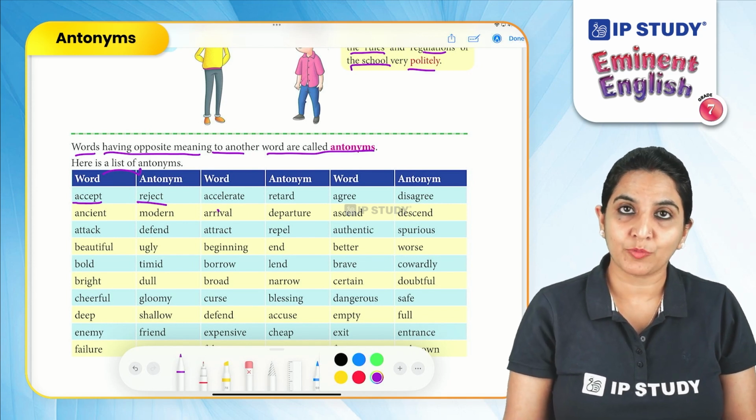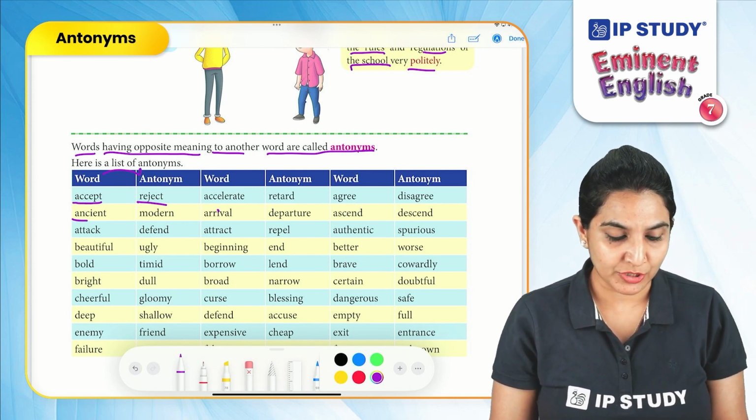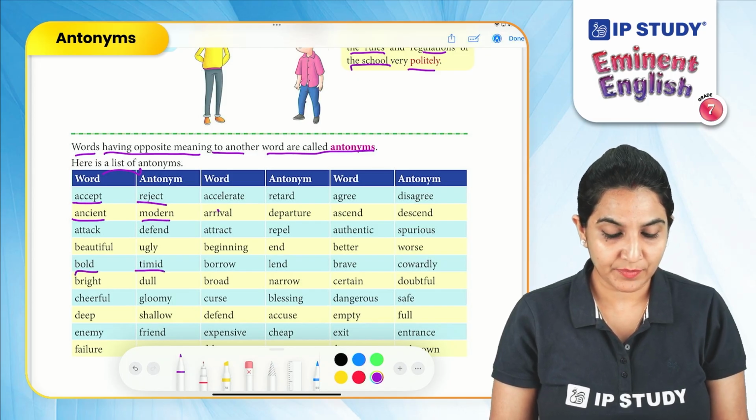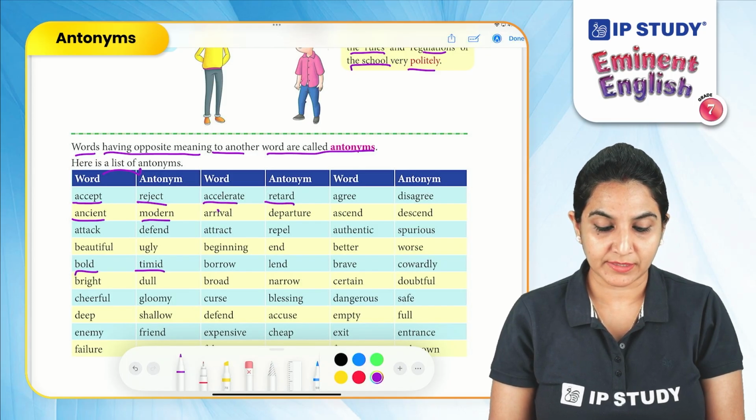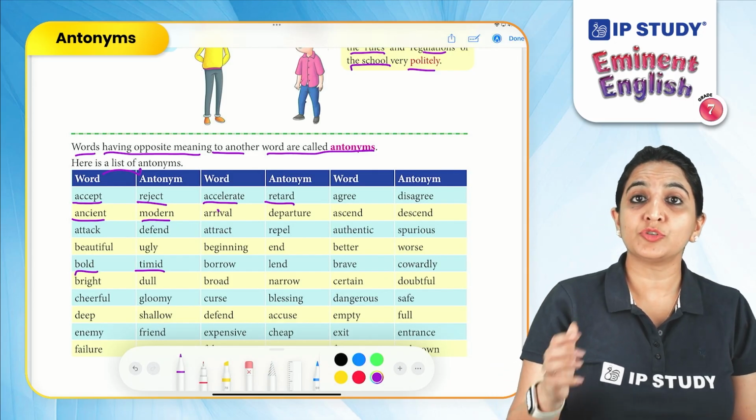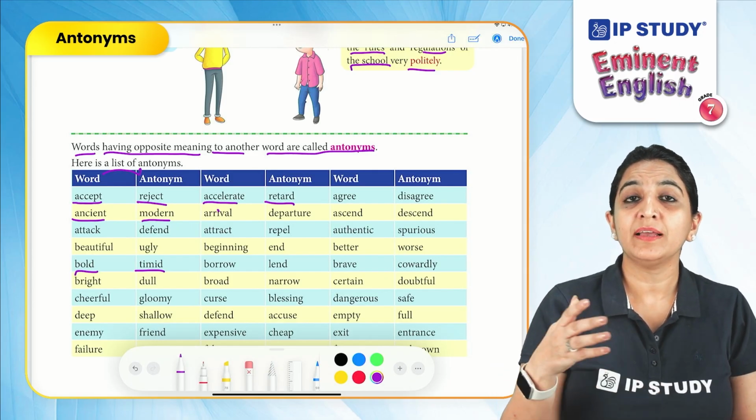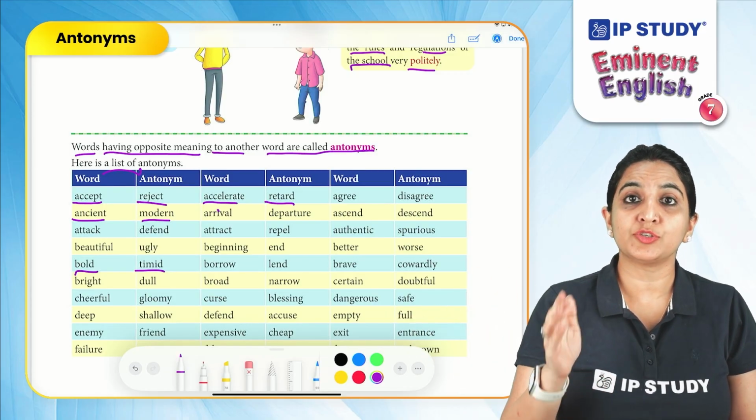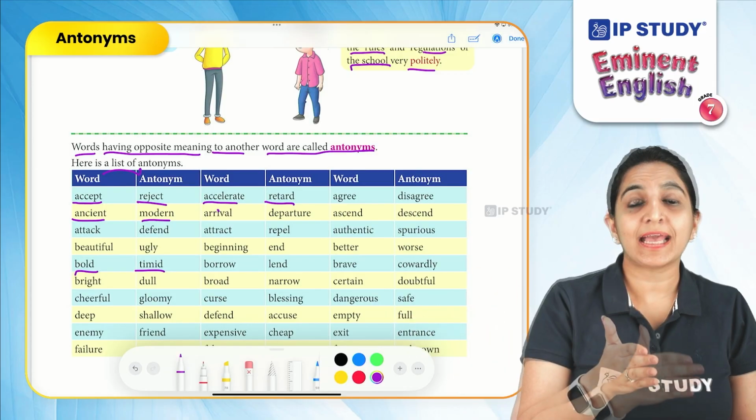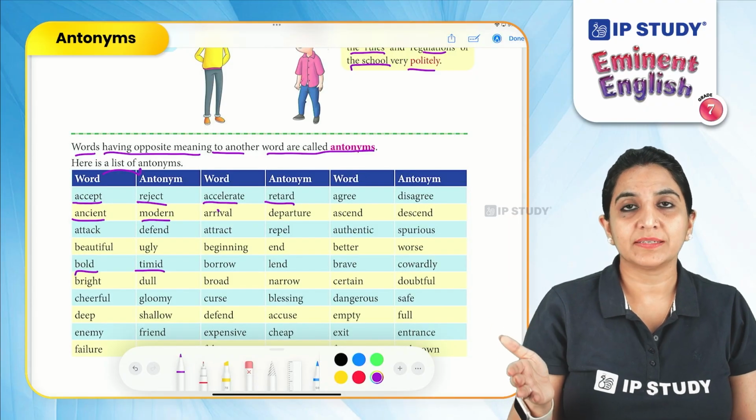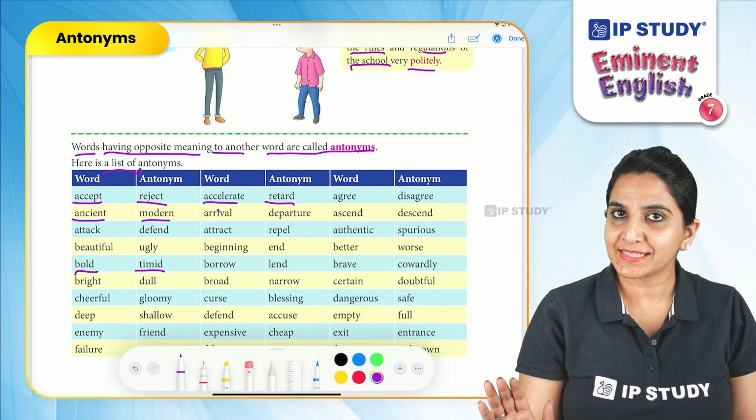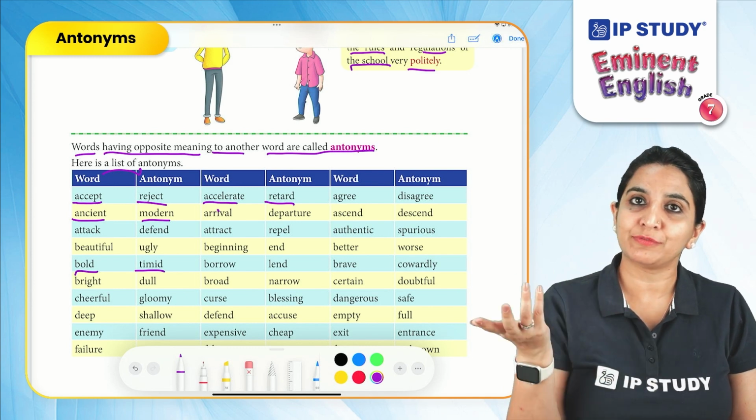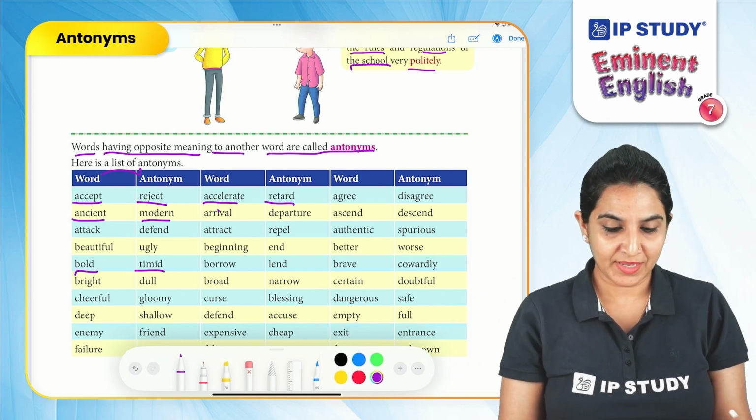We will read some more words such as ancient, modern, bold, timid, accelerate, retard. Accelerate means to move something quickly, faster, at a fast speed. Retard means to slow down. He accelerated the car but retarded at the traffic signal. So these are two opposite meanings and two different contrasting opinions.